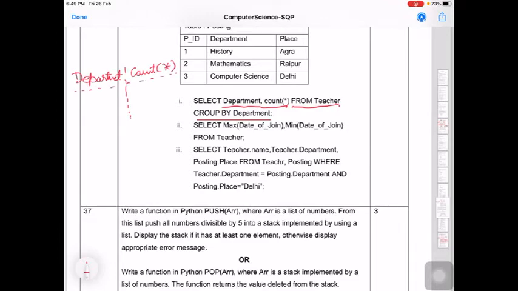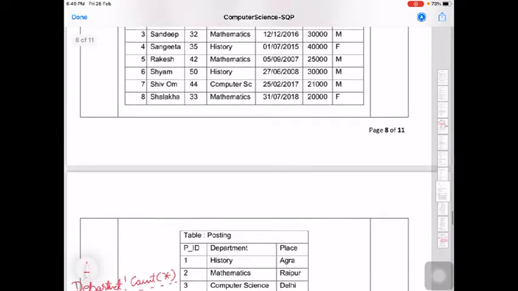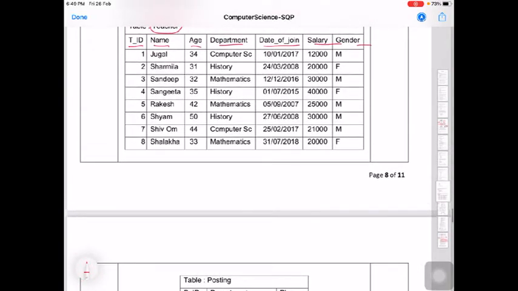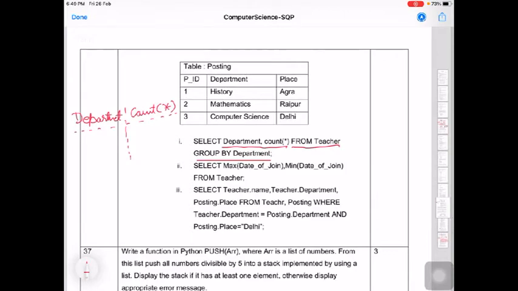Then this is group by department. That means you must mention each group once. That means each department will be repeated once. Let us see what the departments are. We have computer science, history, mathematics. These are the only three that we have. So we will write, you can have any one at the beginning.